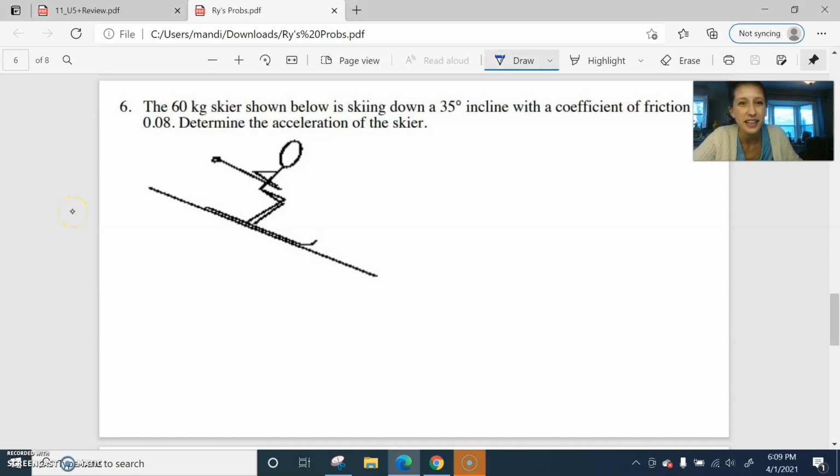Hello, let's do this. So we have our skier. So we're going to draw a free body. I'm just going to overlay it on top of him. So we have 60 kilograms as our mass. So that's our gravity force.